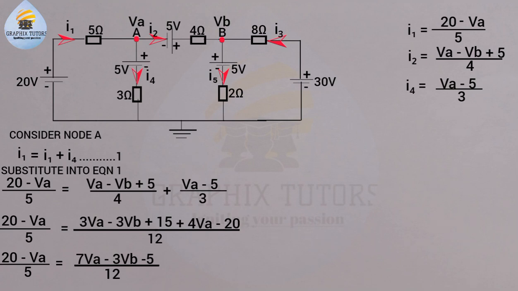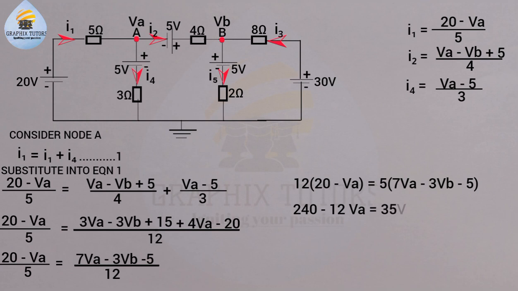Now I'm going to cross multiply. So cross multiplying, this 12 will come to this point. I'll be having 12 into bracket 20 minus VA is equals to 5 into bracket 7VA minus 3VB minus 5, right? So if I expand, 12 times 20 is 240. 12 times VA will give you 12VA equals to 5 times 7VA will give you 35VA, minus 5 times 3VB will give you 15VB, minus 5 times 5 will give us 25.